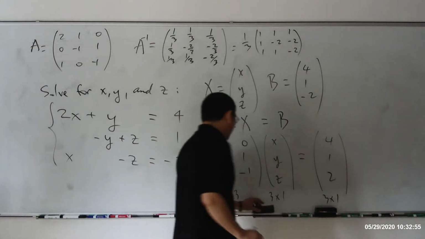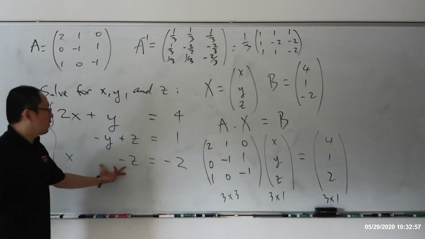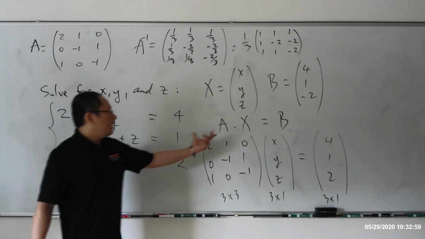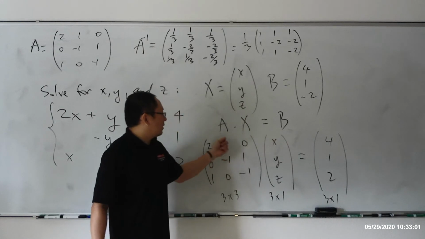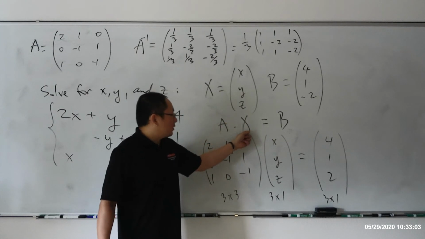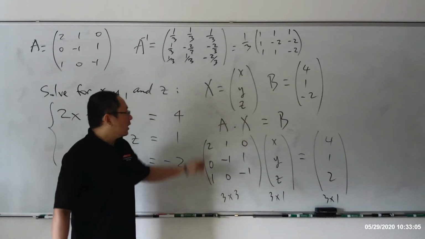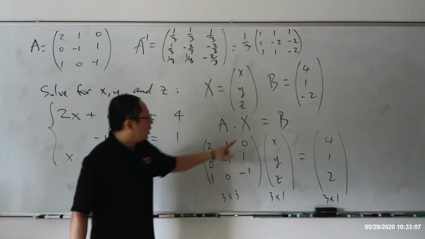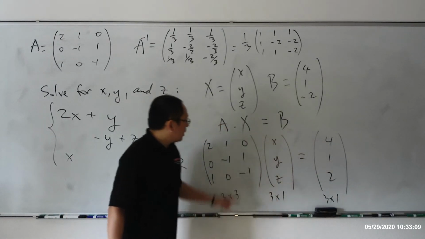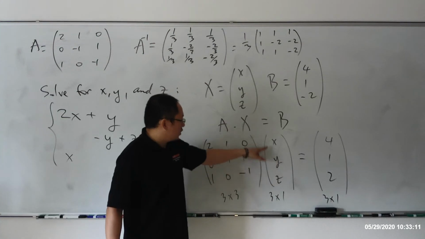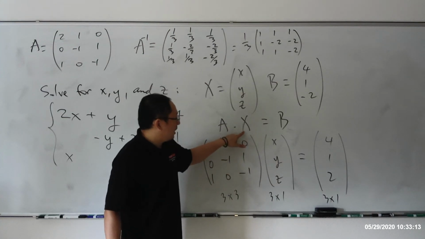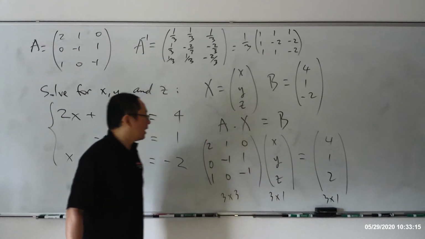In other words, you convert a system of linear equations in terms of real numbers into a single equation in terms of matrices. So you got the matrix A times the matrix X equal to the matrix B. You know A already, this one right here. You know B already, 4, 1, 2. You don't know X. X is x, y, z, and your job is to solve for matrix X. If you know matrix X, you know x and y and z, which is going to give you the answer.